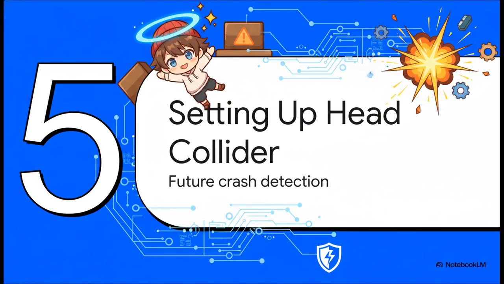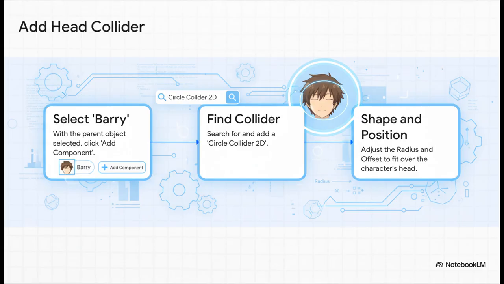The very last thing we're going to do for our character build today is add a second collider. This one is not for sliding on the ground, though. We're setting up a special detection zone right around Barry's head. This is going to be absolutely essential later on when we want to write some code for crash detection and figure out when his head hits an obstacle. You know the drill by now. Let's select the parent Barry object, click Add Component, and this time, let's search for Circle Collider 2D.